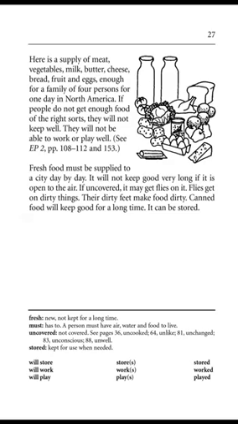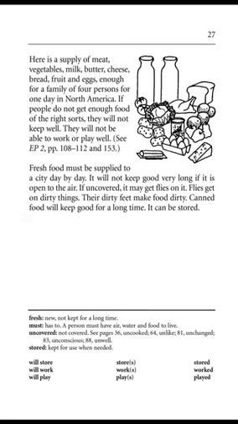Page 27. Here is a supply of meat, vegetables, milk, butter, cheese, bread, fruit, and eggs, enough for a family of 4 persons for one day in North America. If people do not get enough food of the right sorts, they will not keep well. They will not be able to work or play well.